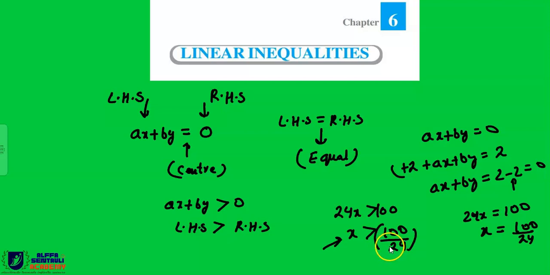Correct? Understood? Right? Now let us understand how to write the solution of this, because in equality you get the direct answer, meaning a single answer, that is x is equal to 100 by 24. This is your final answer. But if you get this type of answer, x is greater than 100 by 24, then you have to express your answer on the number line. Now let us understand the concept of number line.